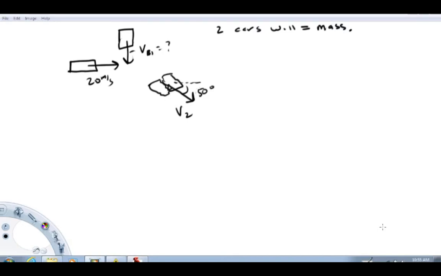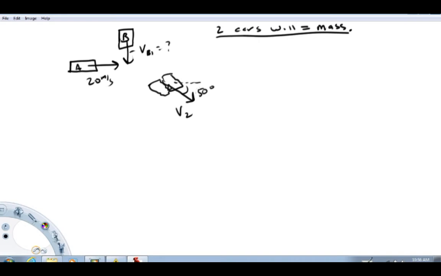I'm making this video to demonstrate how to write momentum equations for a two-dimensional, perfectly inelastic impact. In this example, imagine we have two cars with equal mass. The first car, I'm going to call it car A, is moving, let's say, east at 20 meters per second. Car B is moving south at an unknown velocity. They hit at an intersection and get tangled together, and the system moves at a velocity v2, 50 degrees south of east.